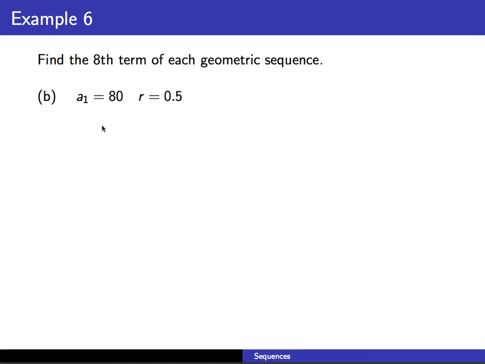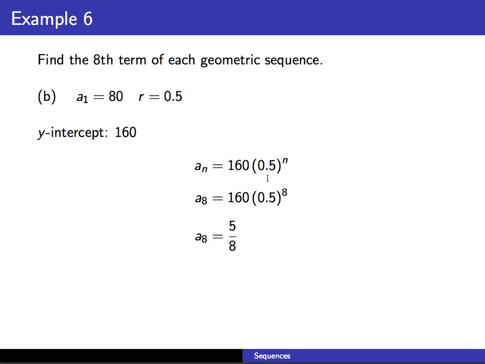Part B, we have our first term is 80. Our common ratio is a half. So each new term is half the previous term. Our y-intercept then is 80 divided by a half, which is 160. So with our y-intercept and our common ratio, our sequence rule becomes 160 times 0.5 to the n power. So for the eighth term, we just plug in an 8, we get 5/8.